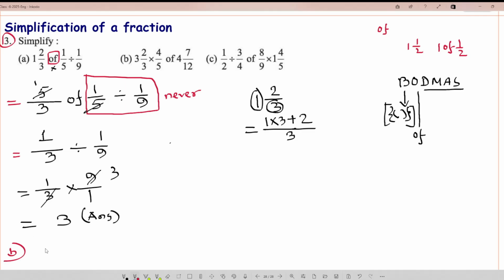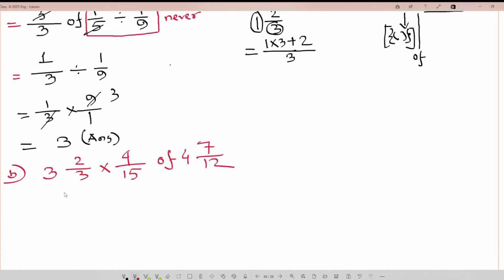Number B, here is 3 2 by 3 times 4 divide 5 of 4 7 by 12. Now all mixed fractions we have to make improper fractions first. This is our first work. So 3 times 3 is 9, 9 plus 2 is 11, times 4 by 15, of, here is 12 times 4 is 48, 48 plus 7 is 55, divide 12.